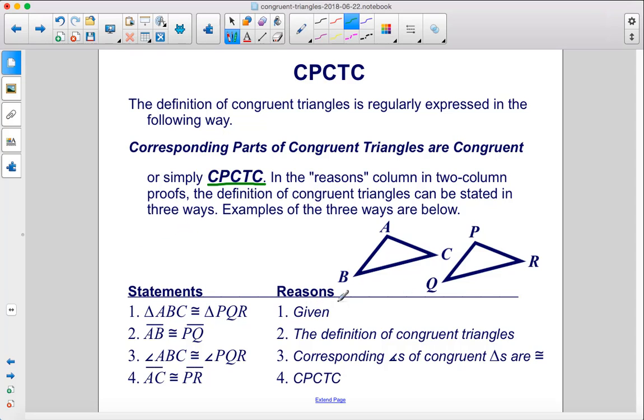Alright, so it's given that triangle ABC is congruent to triangle PQR. Therefore, line segment AB is congruent to line segment PQ because that is the definition of congruent triangles. Angle ABC here is congruent to angle PQR because corresponding angles of congruent triangles are congruent. And line segment AC is congruent to line segment PR because CPCTC.